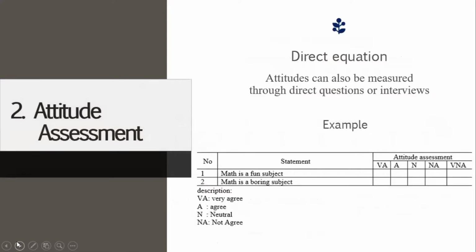Okay, and the next is direct question. The attitude can also be measured through direct questions or interviews. This is the example. There are statements and a description of the attitude assessment, such as very agree, neutral, and not agree.